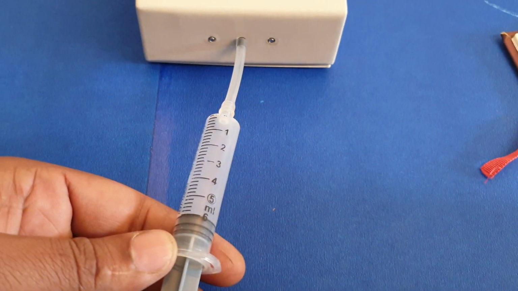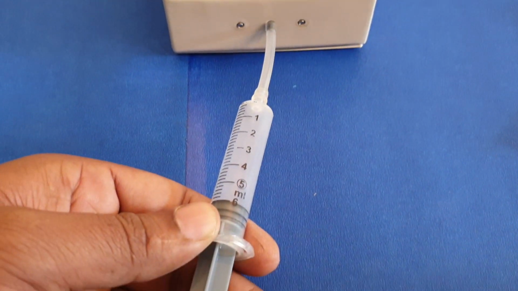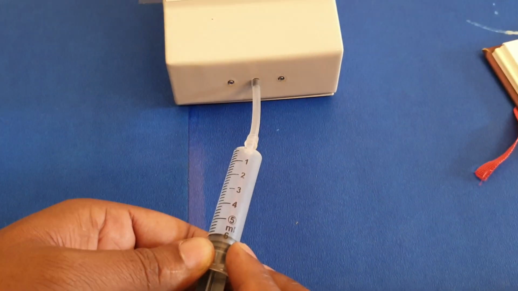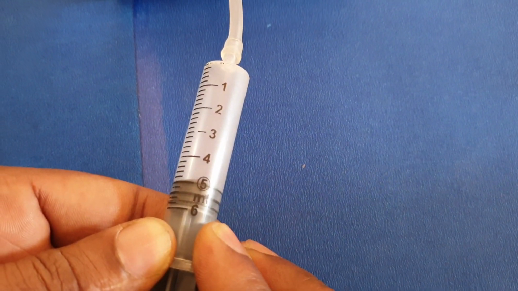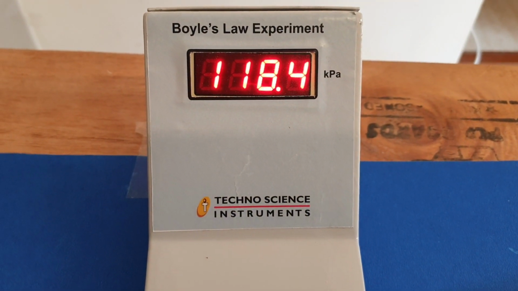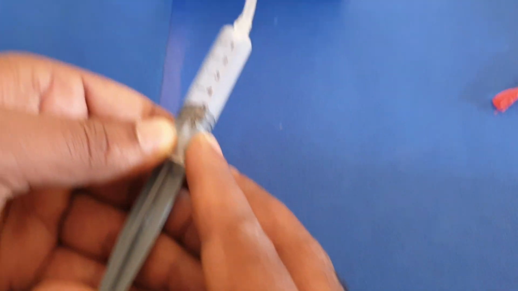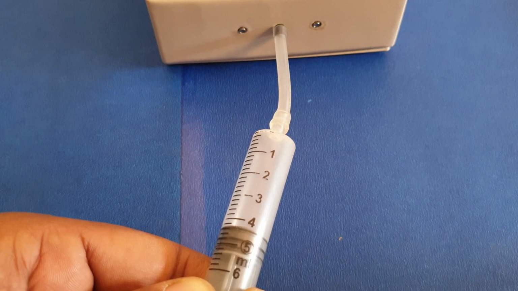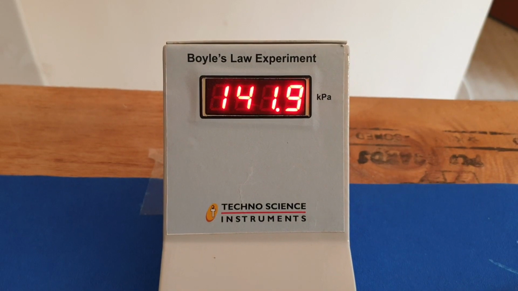Now the value is 100.7. Okay. Now I am pressing the syringe up to 5 ml and now record the volume, and the corresponding pressure is 117.8. Now I go further to 4 ml. Okay. The pressure is now 141.6.